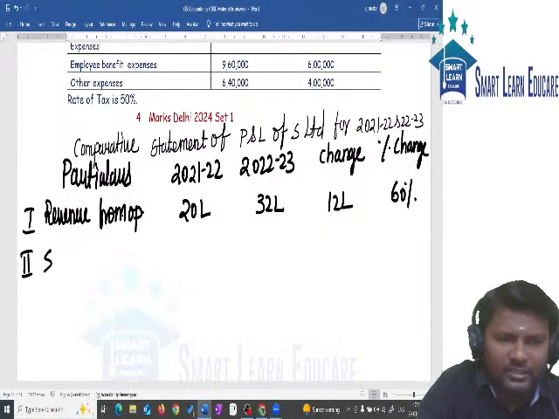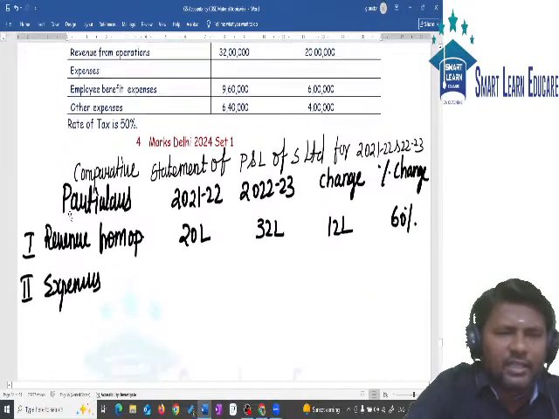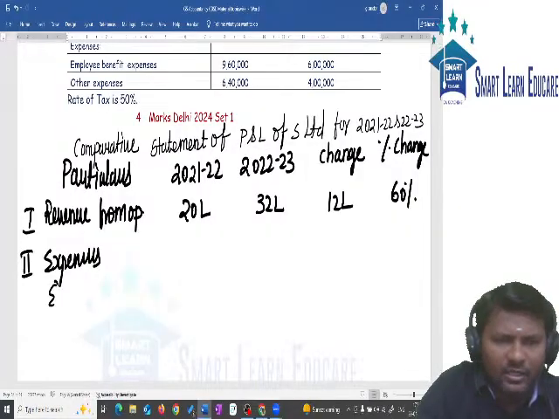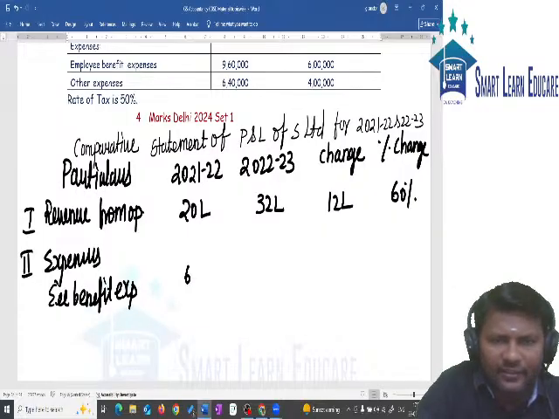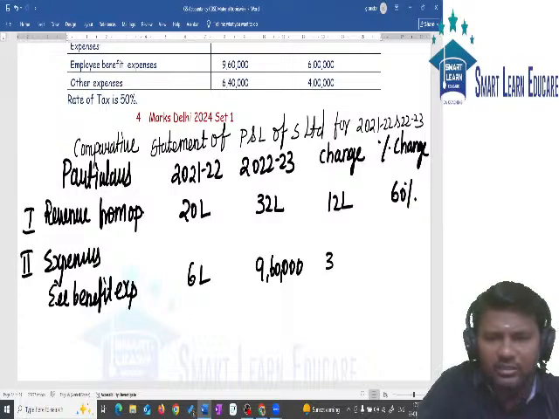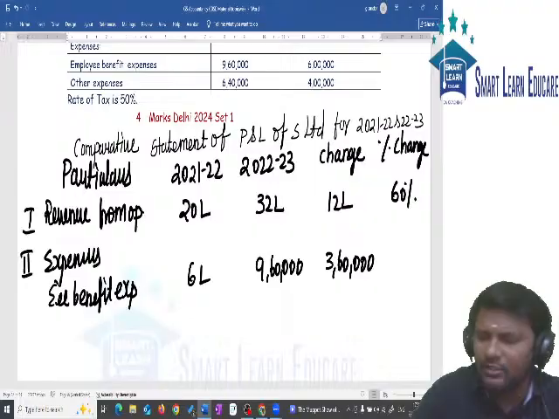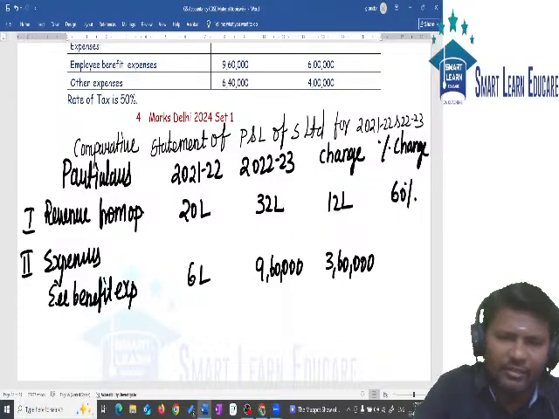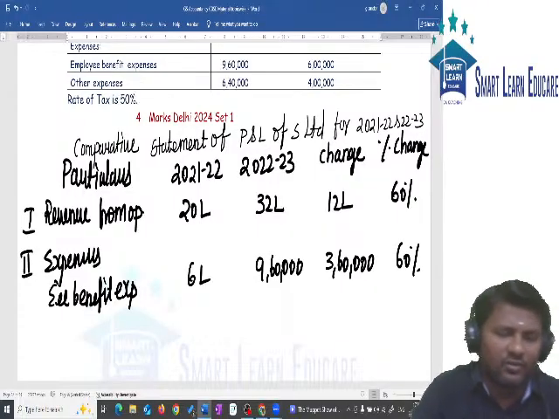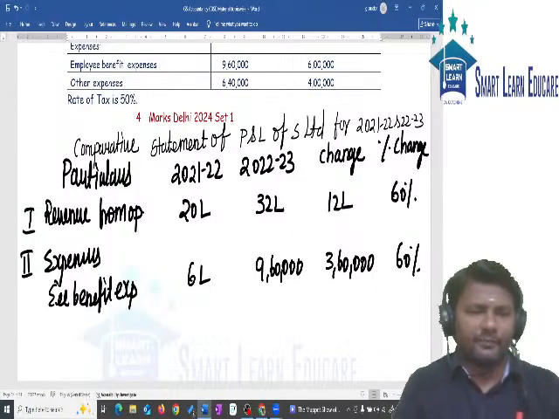Okay, the first Roman letter is revenue from operation. Second Roman letter is expenses. In expenses, the first expense we have is employee benefit expense. Last year it is 6 lakh. Current year it is 9 lakh 60,000. What is the change? 3 lakh 60,000. This 3 lakh 60,000 you express in terms of 6 lakh. 3 lakh 60 divided by 6 lakh also will give you the same 60%.